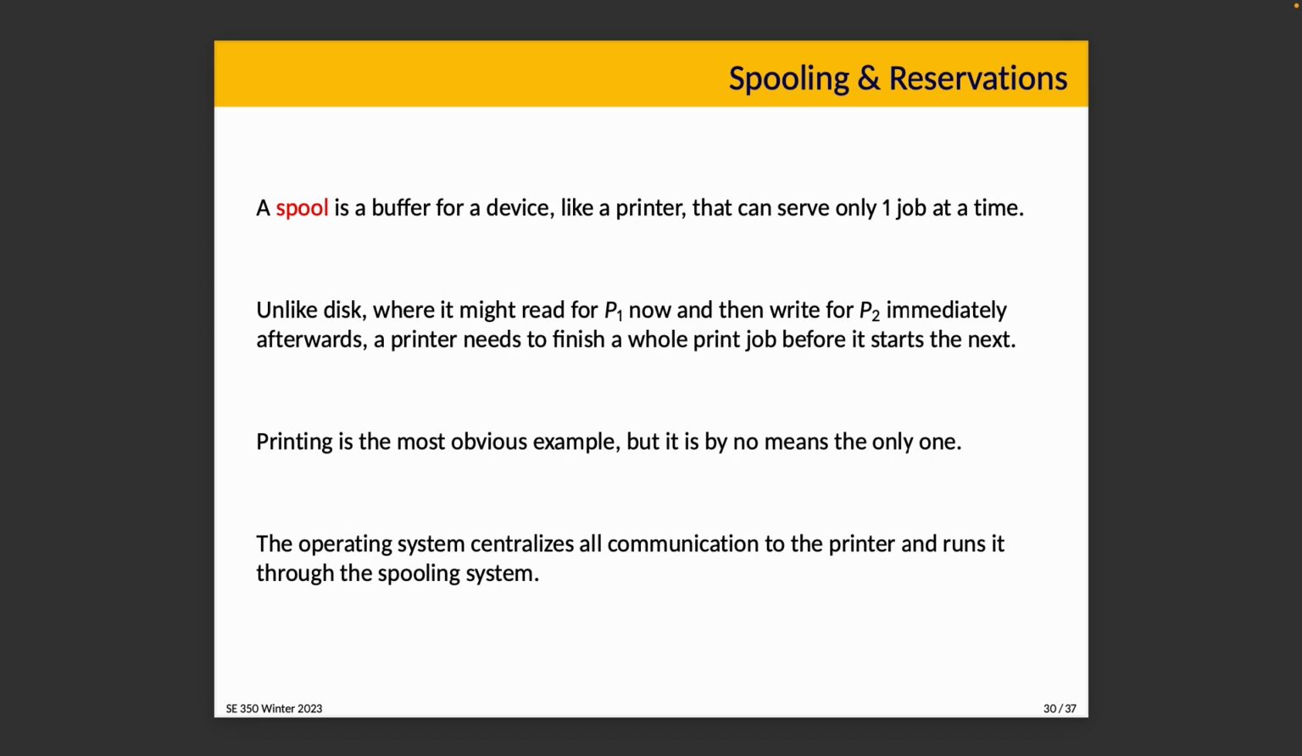When you submit a print job, the print job doesn't go directly to the printer, it goes to the spooling service. The spooling service is responsible for taking all of these jobs and putting them in order, and then dispatching those jobs to the printer when they get to the front of the queue.